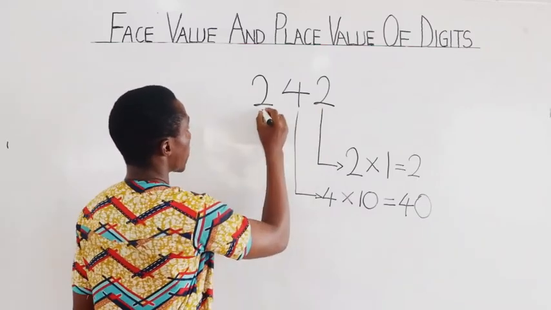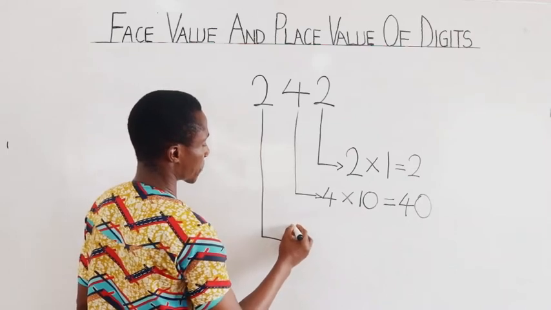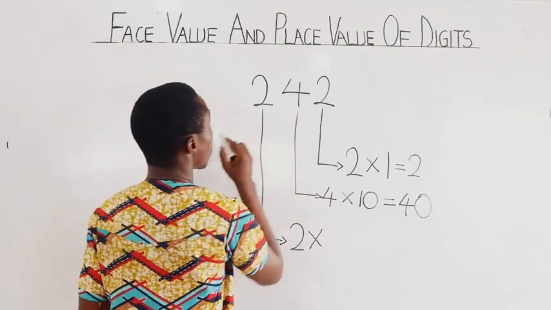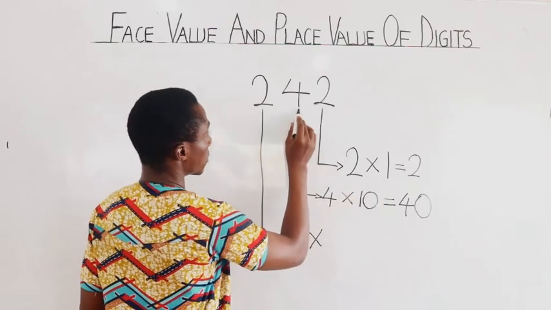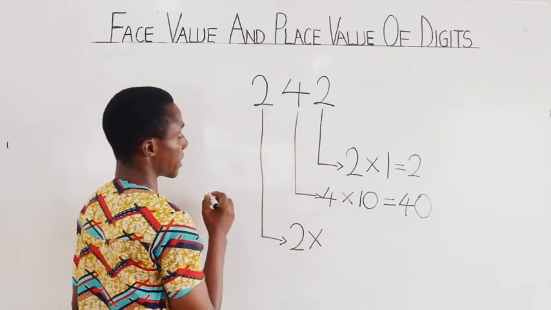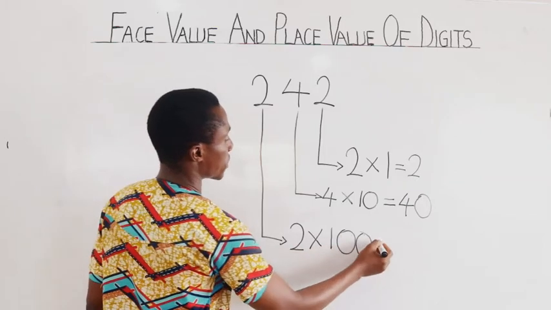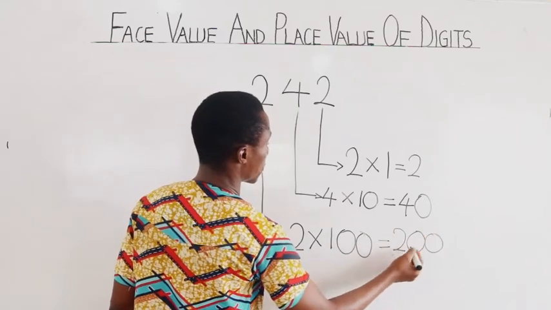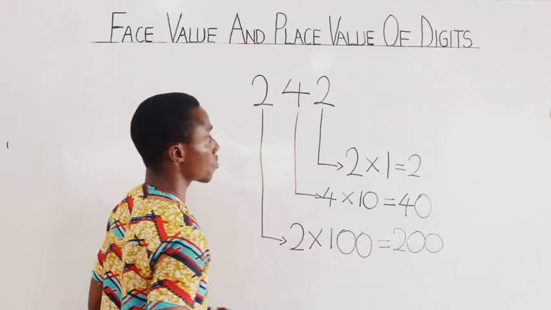242. Let's find the place value for this 2. That will be the face value 2 multiplied by the number place or the value of the number place. Now, this 2 is in the ones number place, 4 is in the tens number place, and this 2 is in the hundreds number place. And therefore, we multiply the face value with the number place, and that will give us 200. A place value of this digit 2 is 200.